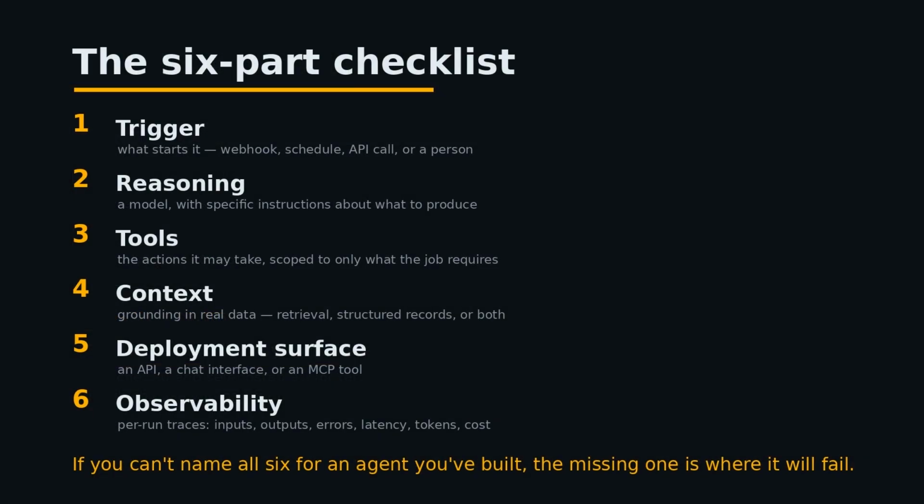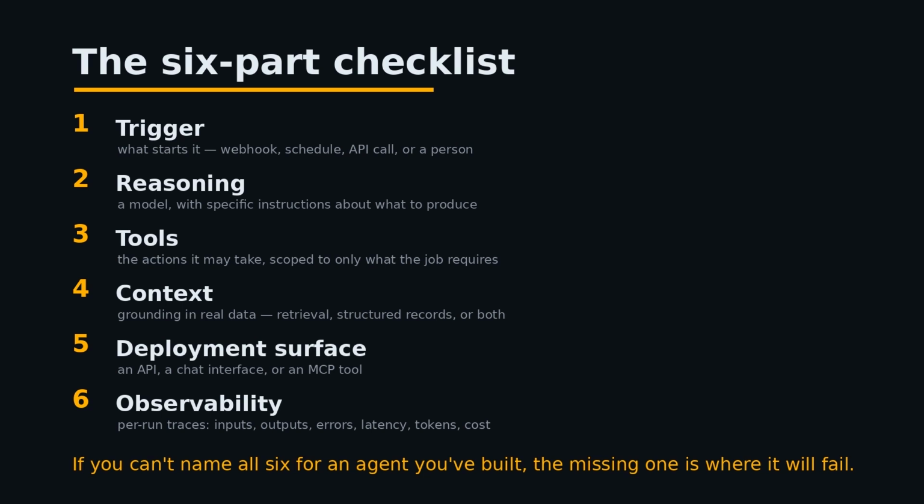So, the checklist. Regardless of what you build on, every AI agent in production needs 6 things. A trigger, what starts it, whether that's a webhook, a schedule, an API call, or a person. Reasoning, a model with specific instructions about what it should produce. Tools, the actions it's permitted to take, scoped to only what the job requires. Context, grounding in real data through retrieval over documents, structured records, or both.